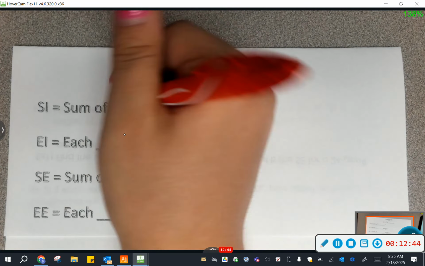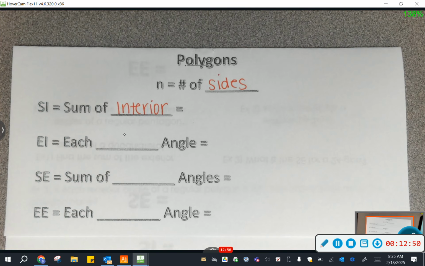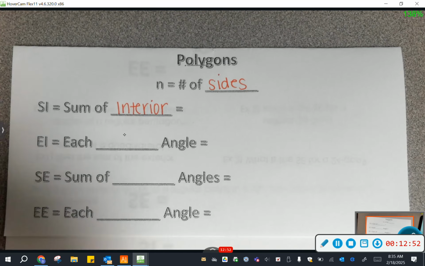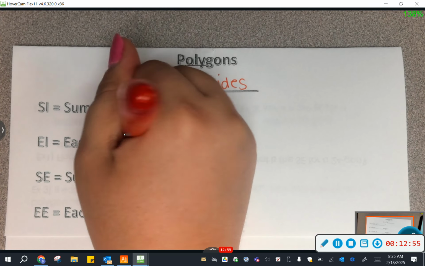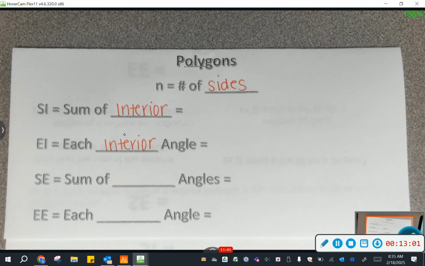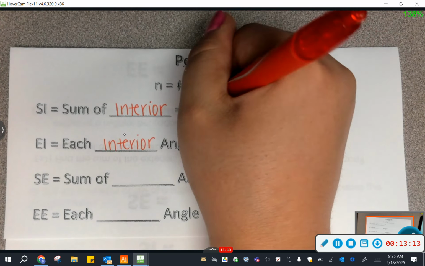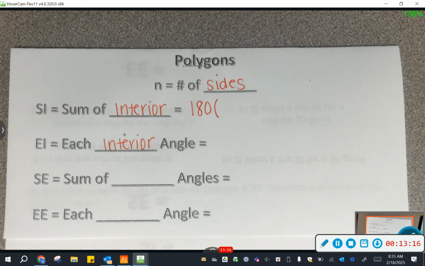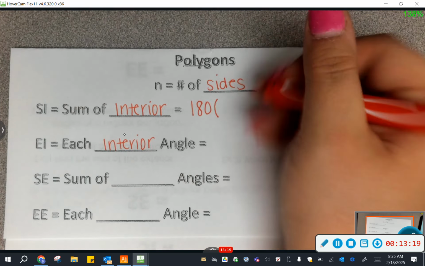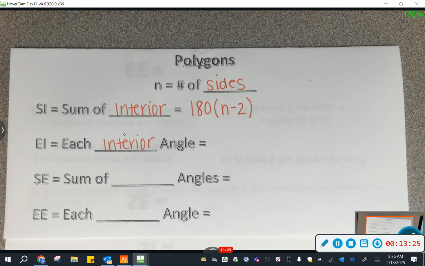Today we are going to be doing the sum of the interior. What does interior mean? Inside. And we are going to be doing each interior. Write this down, please. What does that mean? I'll talk about that in a second. So the sum of the interior, what did we multiply by every time? 180. And then what did we do to the number of sides each time? Subtract by 2. So the formula that we are going to use is 180 times n minus 2.